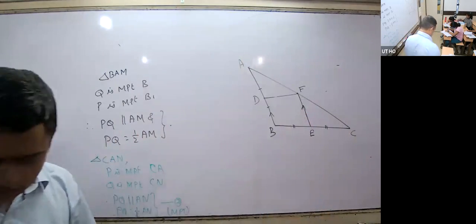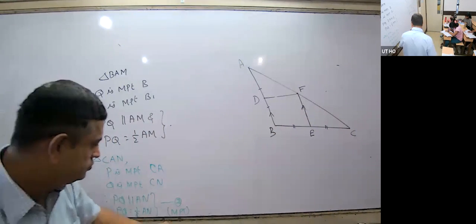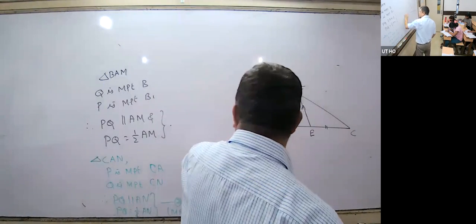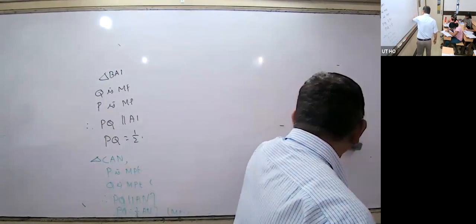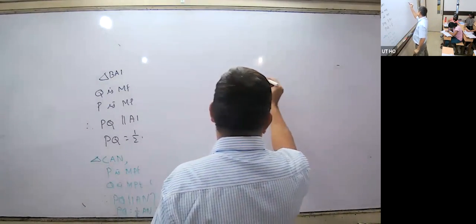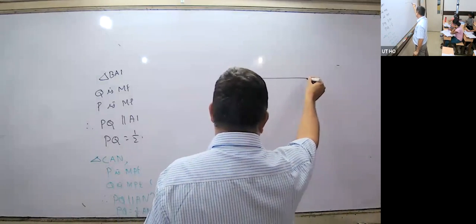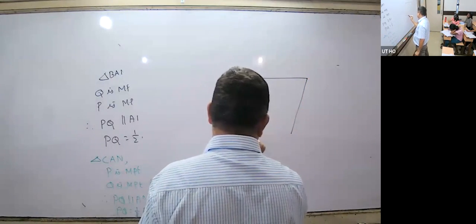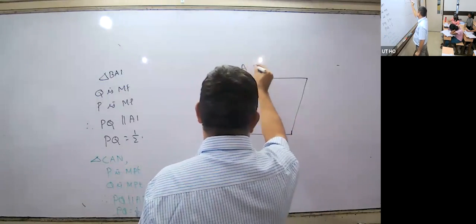Question number 5. Parallelogram ABCD. E and F are midpoints of the sides AB and CD respectively. The line segments AF and BF meet the line segments ED and EC at points G and H respectively. Prove that triangles HEB and FHC are congruent.